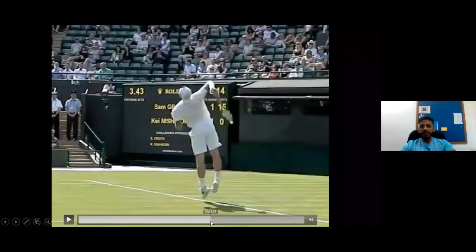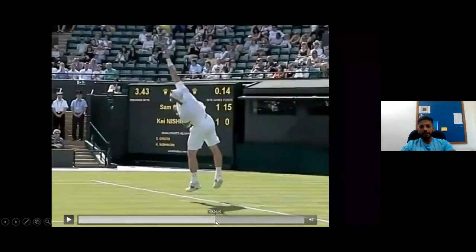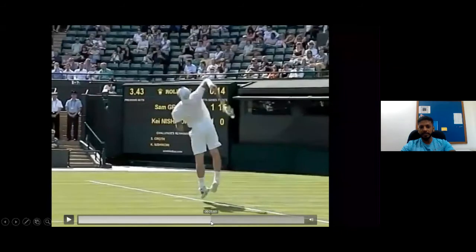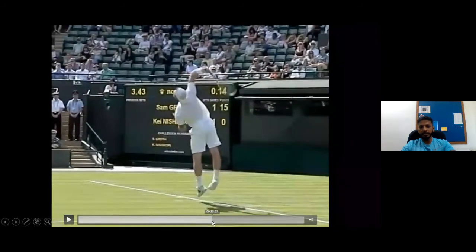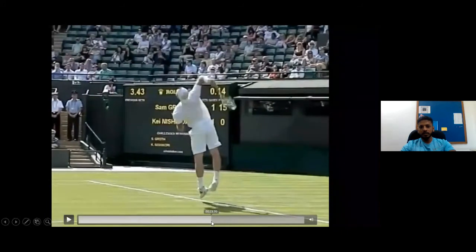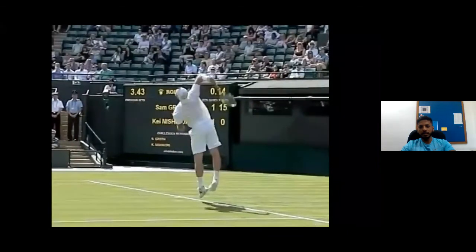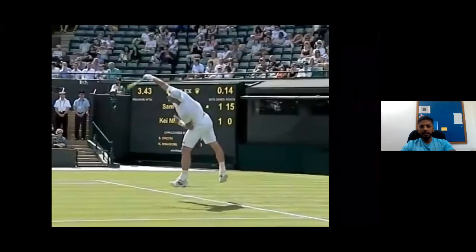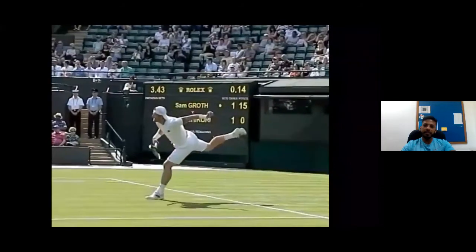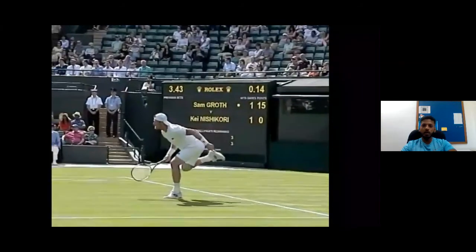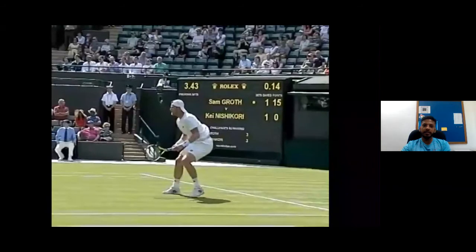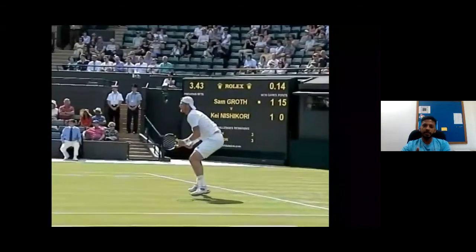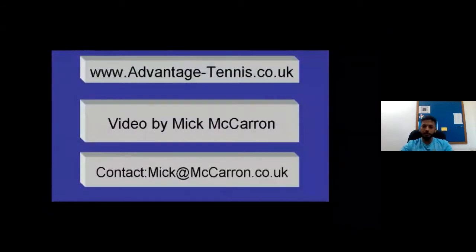The second phase is from maximum external rotation till the ball impact. That's the acceleration phase, where he accelerates. From here, maximum external rotation, where the racket is towards the ground, till he impacts the ball. The third phase is after the ball impact, the deceleration phase, and how he decelerates. Whatever energy he has created has to be dissipated properly.